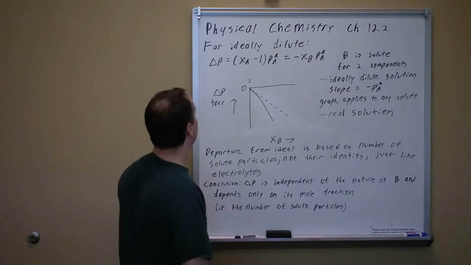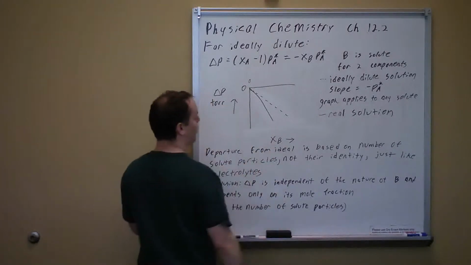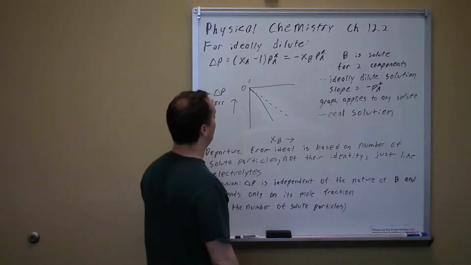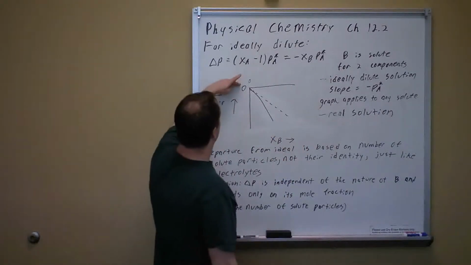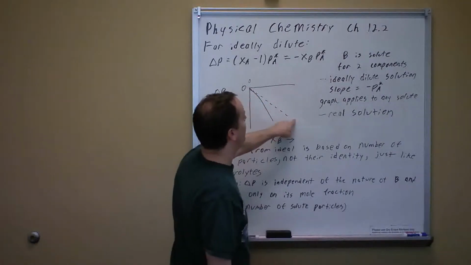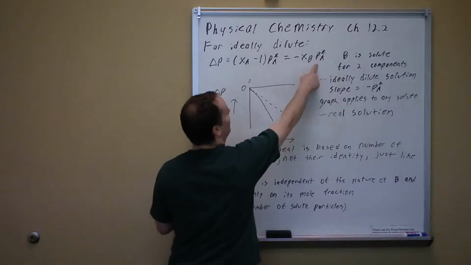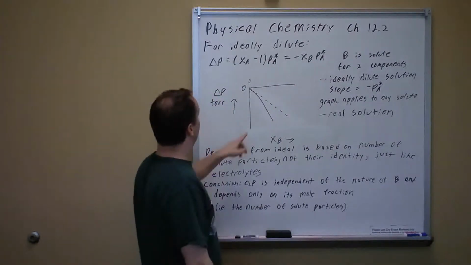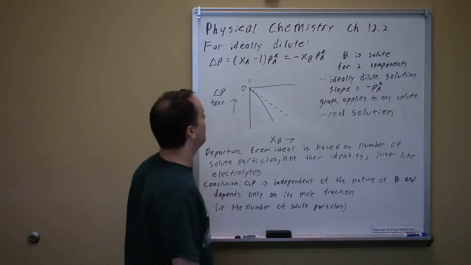Now remember, A is the solvent, so B is the solute, because we only have two components. Here is a graph of the change in pressure against the mole fraction of B, the solute. We start out with zero solute, and the change in pressure starts out at 0. The dotted line is a straight line for an ideally dilute solution, and its slope is minus PA star. On the other hand, a real solution is going to curve down like this.